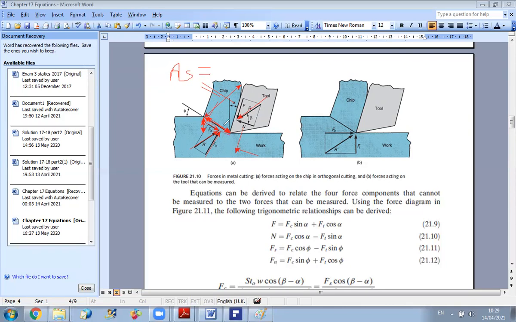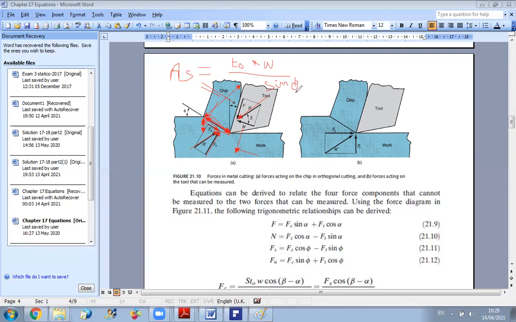this length, which is t0 over sine phi. And of course, we multiply by the width. So the shear area is t0 W over sine of phi. Okay. So now, if you have the shear force, then you can calculate the shear stress by doing the shear force over the area of shear.